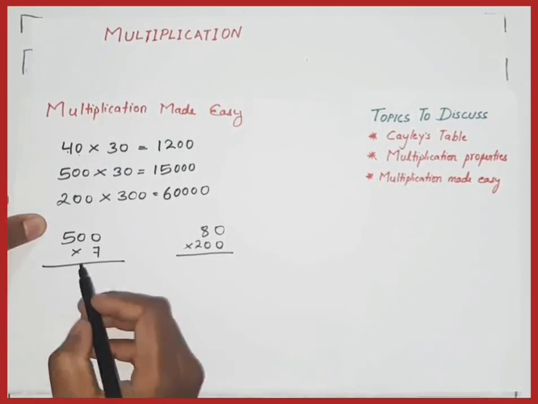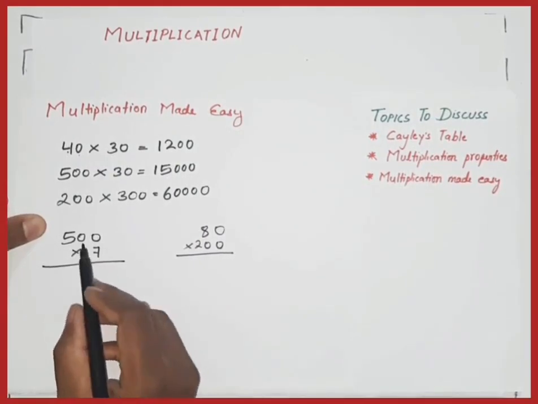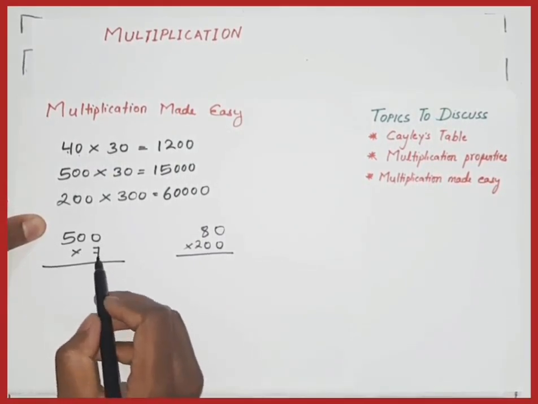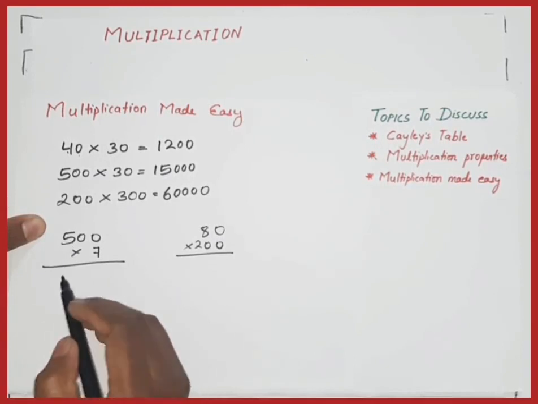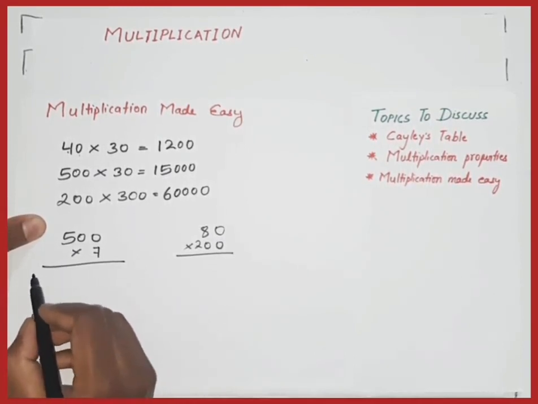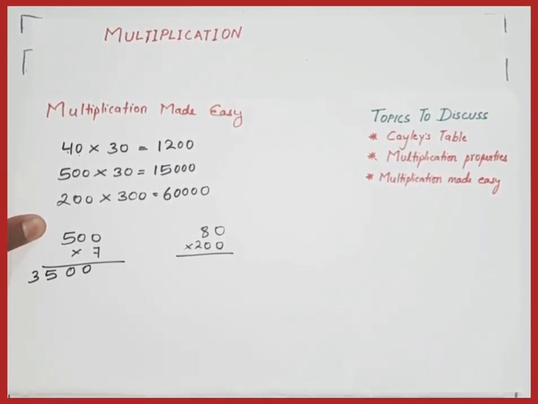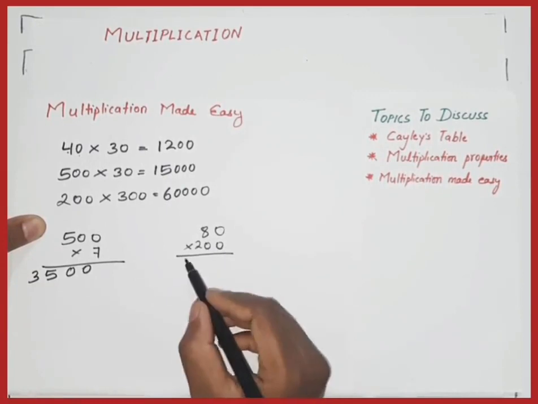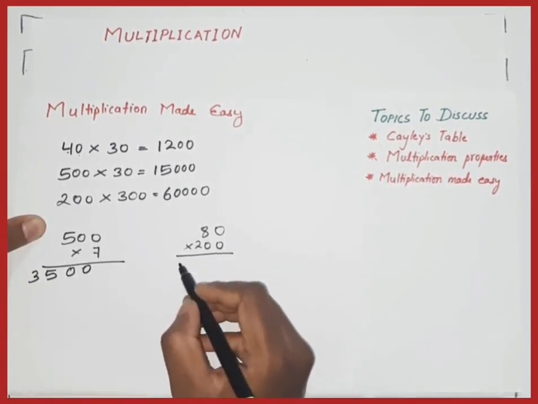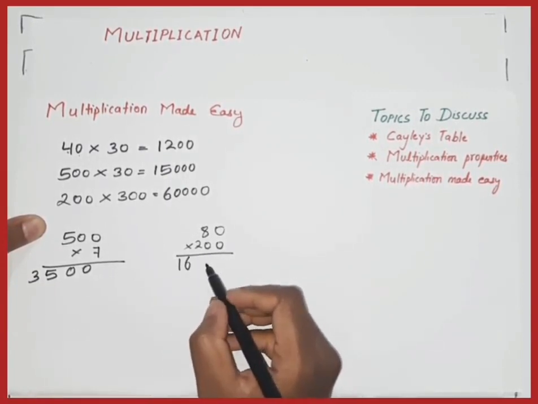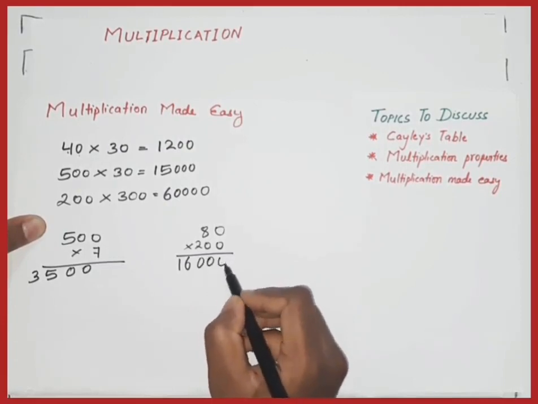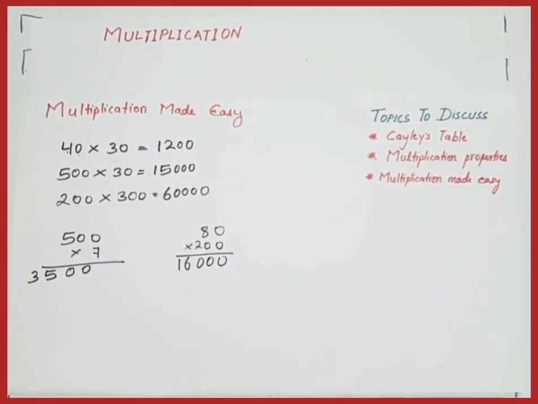Next 500 into 7. Here also we are having zeros. So just multiply 7 into 5, how much? 35. And how many zeros? 2 zeros. Right? Next one 80 into 200. 8 into 2 is how much? 16. Total number of zeros 3. 1, 2, 3. Yes, correct.